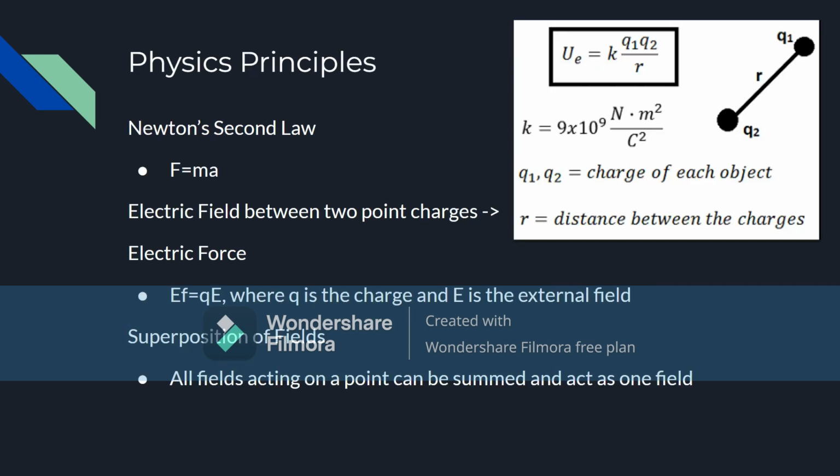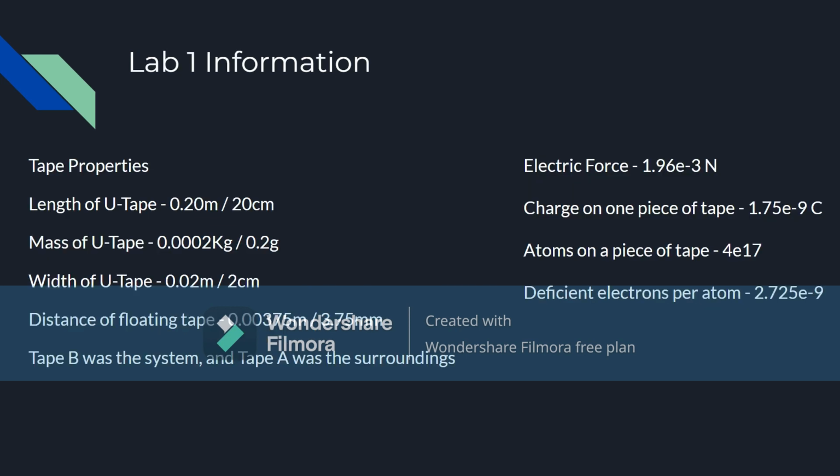Physics principles. We'll be using Newton's second law, which is force equals mass times acceleration, the electric field between two point charges formula, which is shown in the picture in the top right, the electric force formula, which is electric force equals charge times the electric field, where Q is the charge and E is the electric field, and the superposition of fields, which is that all fields acting at a point can be summed and act as one field.